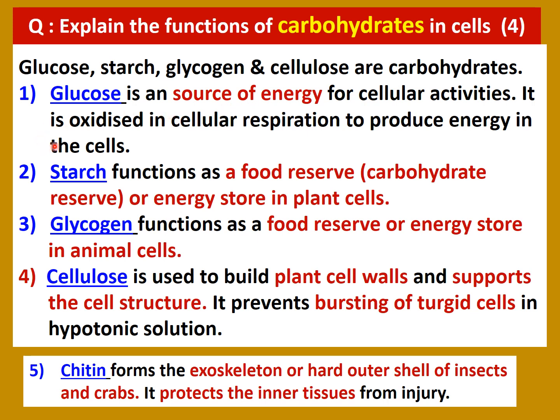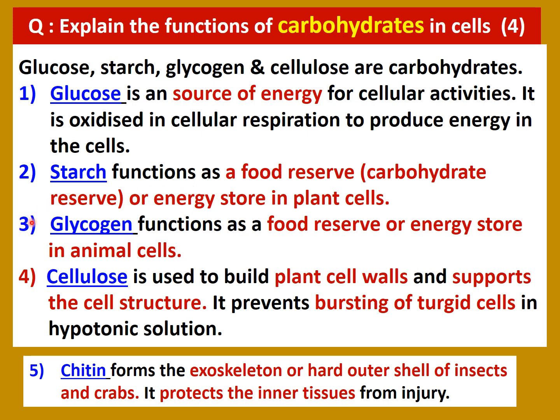Next, state the function of all these different compounds. Glucose, for example, is an immediate source of energy for cellular activities. 1 mark. Now, if you have to further elaborate, then you can mention that the glucose will react with oxygen, so it's oxidized in cellular respiration in the cells in order to produce the energy for the cells to carry out its activities.